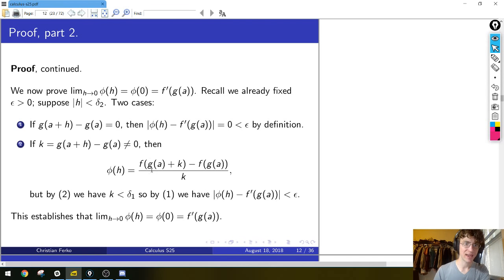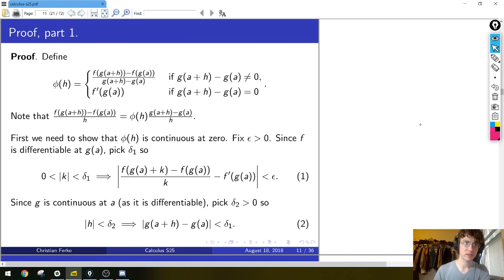So in terms of k, phi of h is f of g of a plus k minus f of g of a, over k. Now this is where we use condition 2. Condition 2 is this thing. We've assumed h is less than delta 2 in absolute value. We've defined this thing as k. So condition 2 tells us the absolute value of k is less than delta 1.